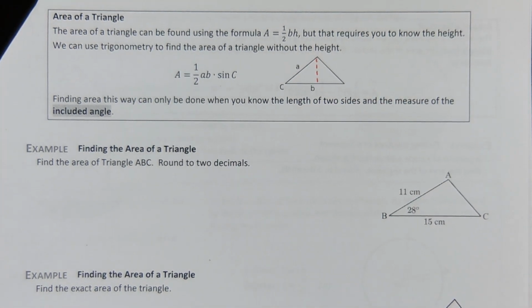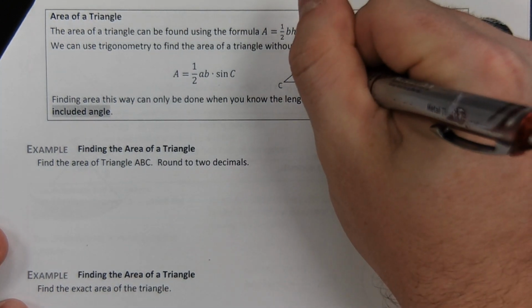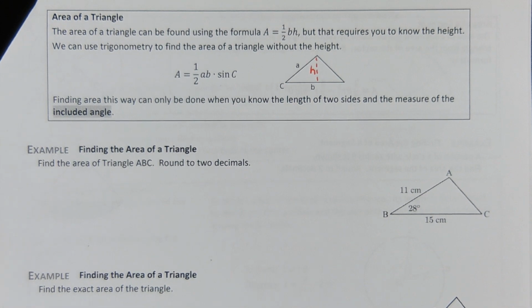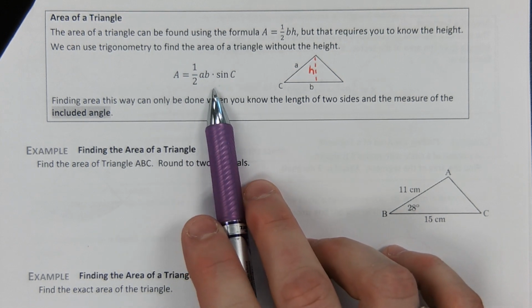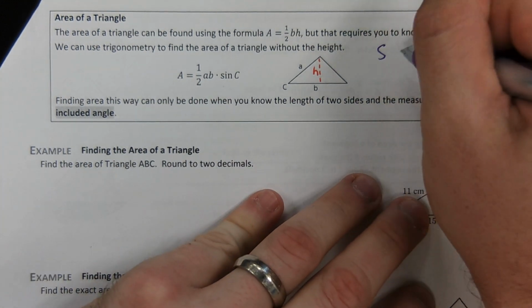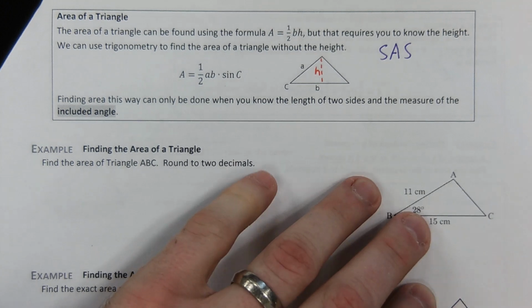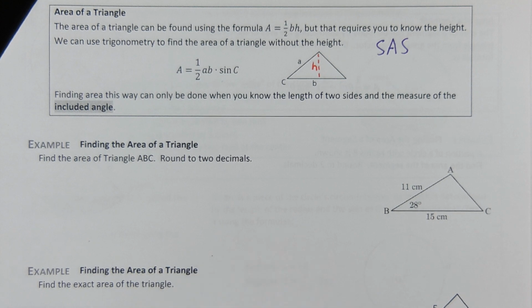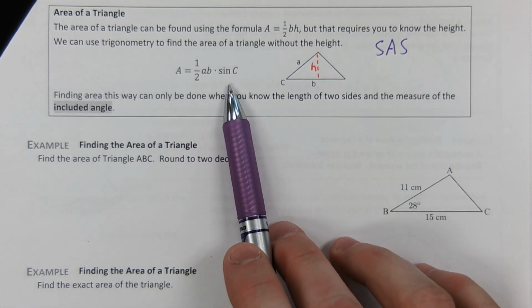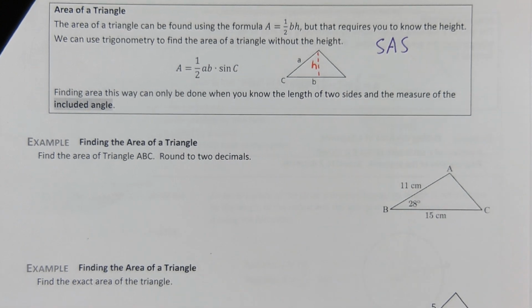But what if you don't know it? If you don't know the length of the height, then what you could do is use trigonometry and this formula here to find the area. This requires you to have the knowledge of a side, an angle, and then a side. Do you remember talking about side, angle, side in geometry? If you have side, angle, side, you could find the area of a triangle. That's not something you learned in geometry, correct? How to find the area of a triangle using side, angle, side? That wasn't a geometry skill, right? Okay, I didn't think it was.